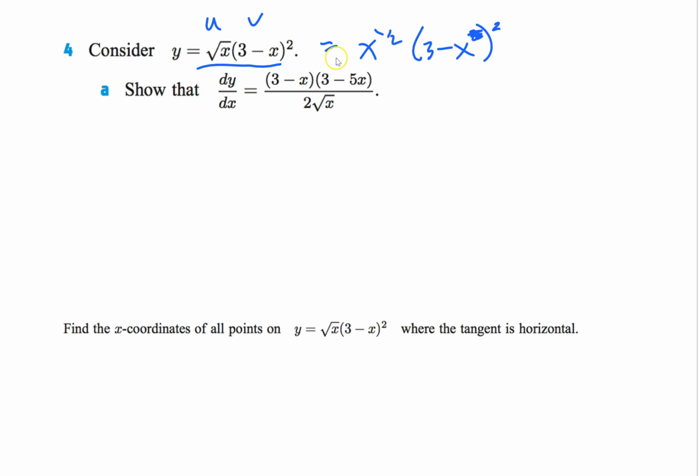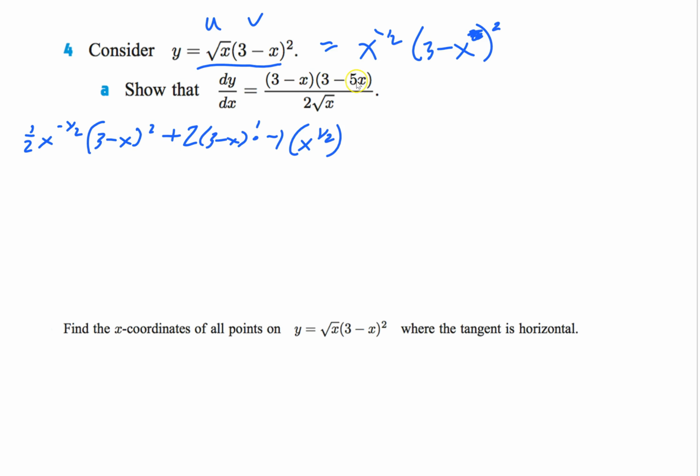So we're going to do a product rule, right? We're multiplying two things. Take the derivative of the first one: 1/2 x to the negative 1/2. Bring 1/2 down, subtract 1 off. Times the second one left alone. Plus the derivative of the second, that's a chain rule. Bring the 2 down, do the inside alone, times the derivative of the inside, which is negative 1, times the first one left alone, so x to the 1/2. Alright, so that's the product rule.